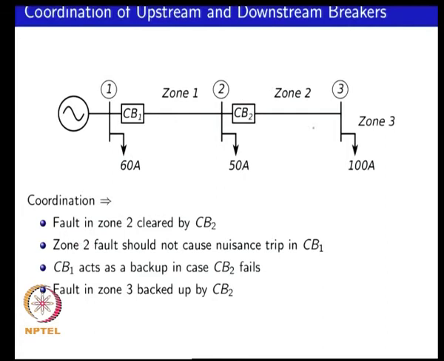If you have a fault in zone 2, what you want to avoid is nuisance tripping of circuit breaker 1, because you want to ensure that CB2 operates before CB1 acts. For some reason, if CB2 fails, then you want CB1 to provide backup protection to the system. If circuit breaker 2 fails, there may potentially be some damage to zone 2, but you do not want damage spreading to zone 1.